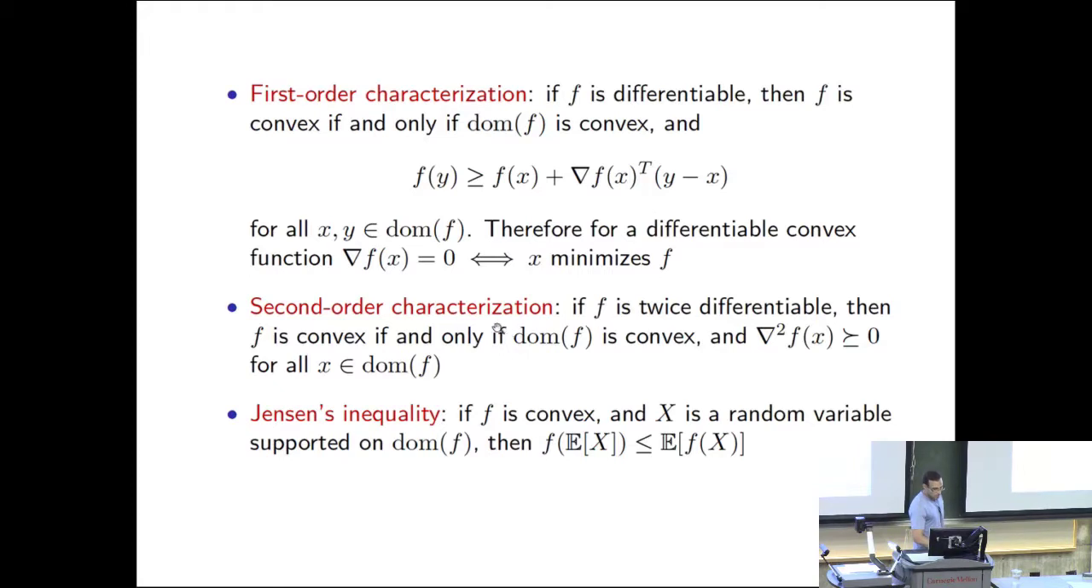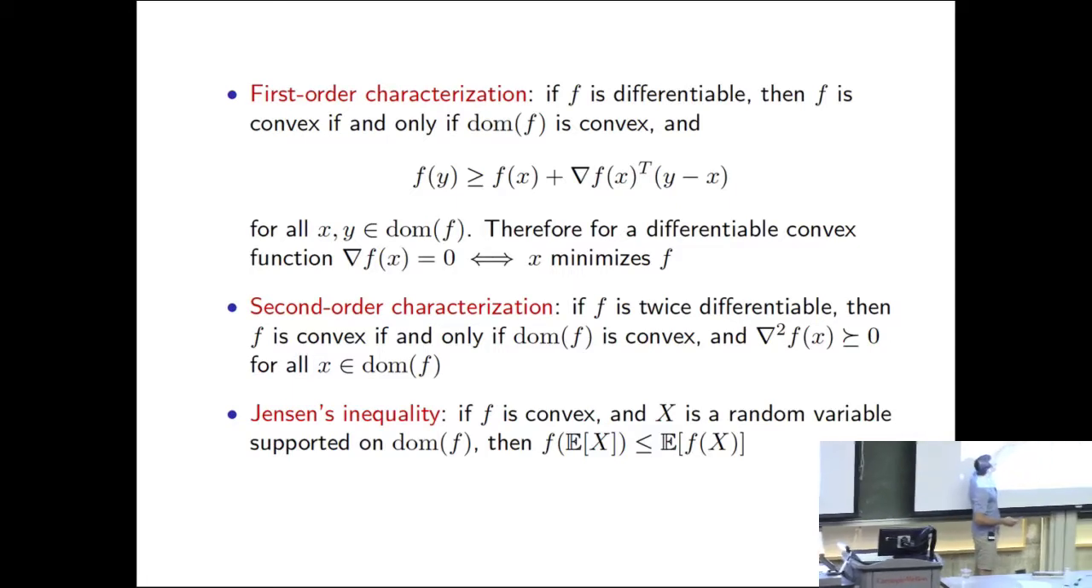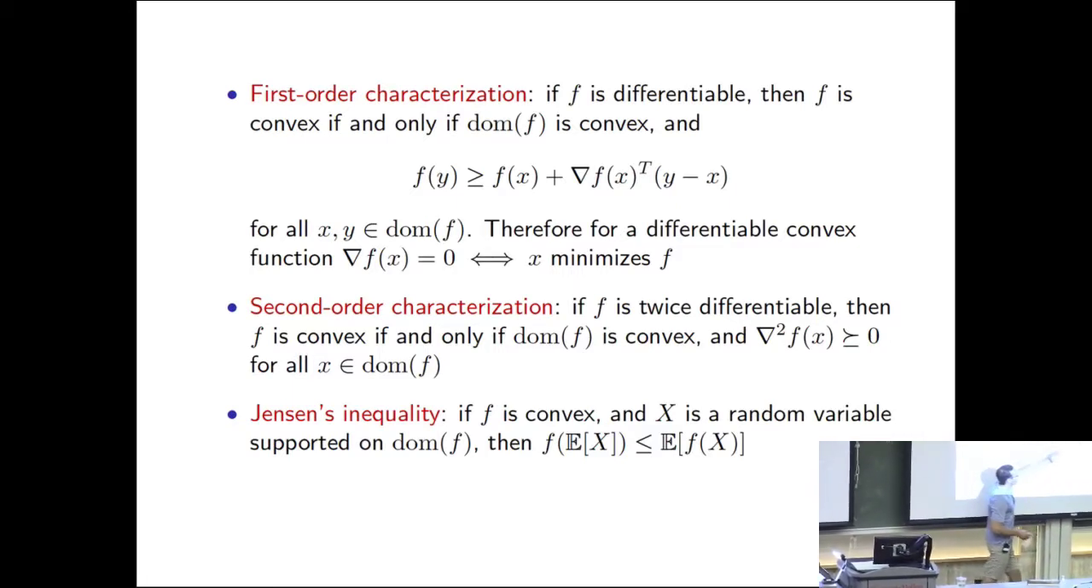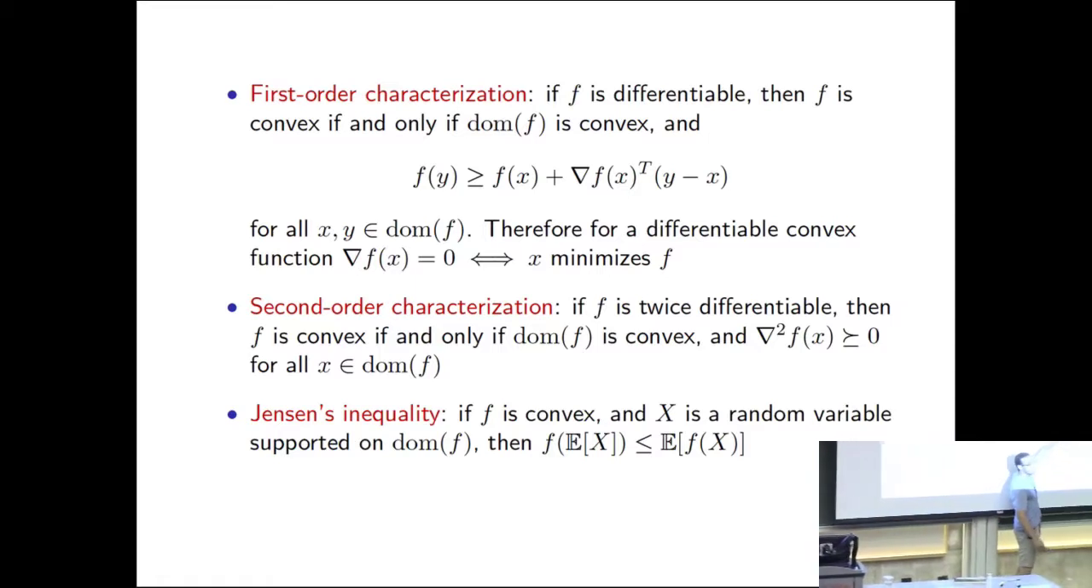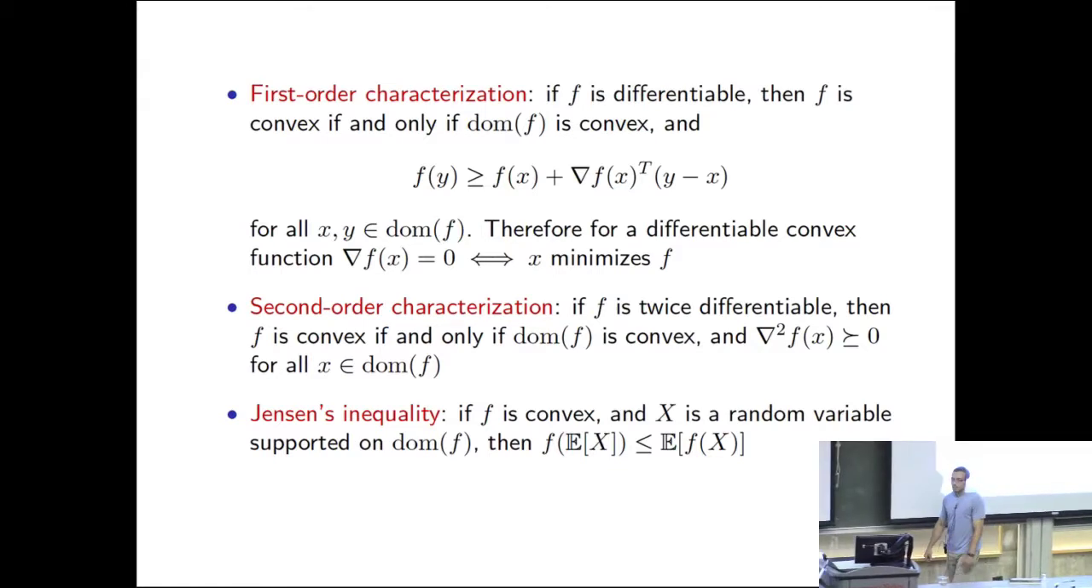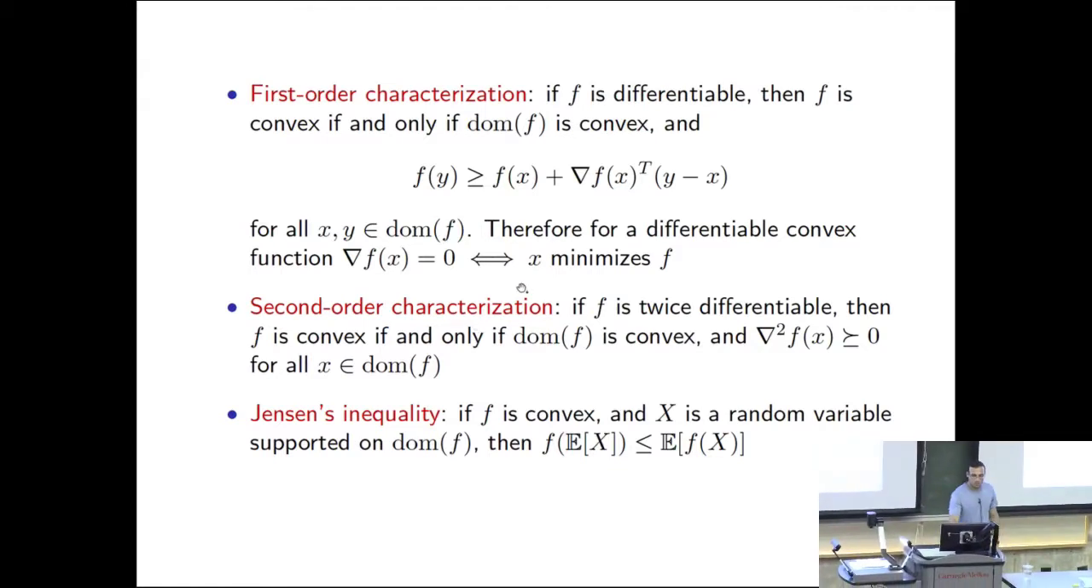The second-order characterization is as follows. If f has two derivatives, then it's convex if and only if the Hessian, this is now a matrix, has all the partial derivatives. So for example, the ijth component of this matrix is the derivative with respect to xi and xj of f. So if that matrix is positive semi-definite for all x, then my original function is convex.